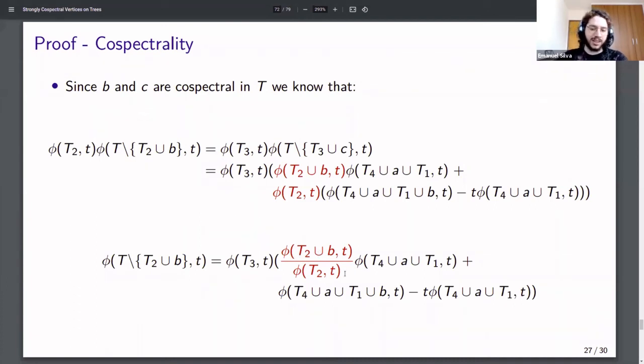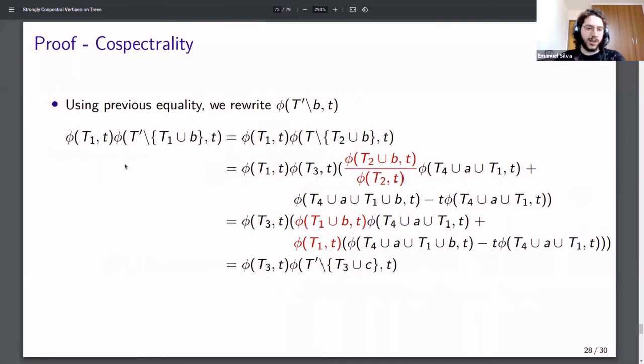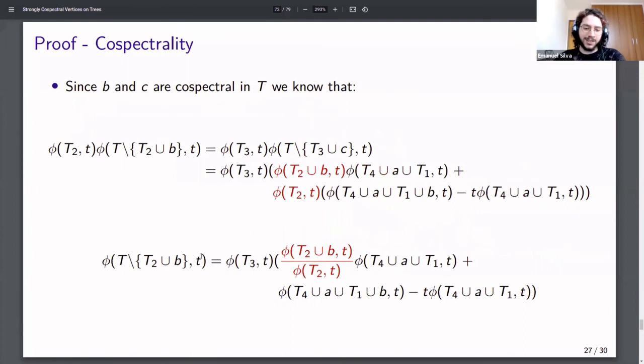And we're going to use it to get from phi of T minus B to phi of T prime minus B to phi of T prime minus C. So this is phi of T prime minus B. If we remove T1 and B from T prime, we get the same thing as removing T2 and B from T. Therefore, these two terms are equal. And if we apply one sum at this term, from previous slides, we know that this term is equal to this expression.